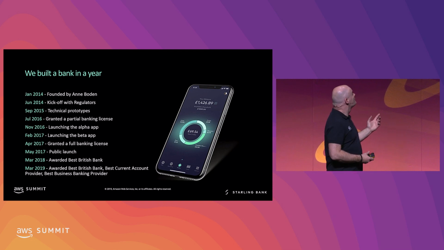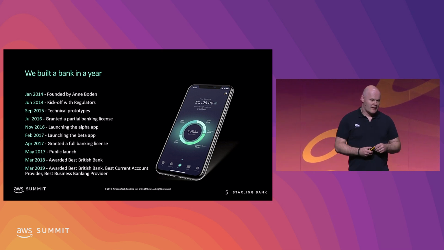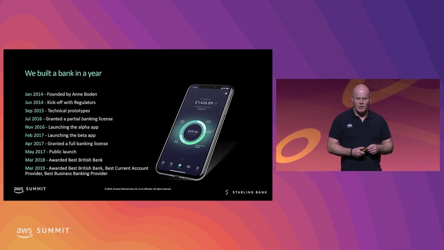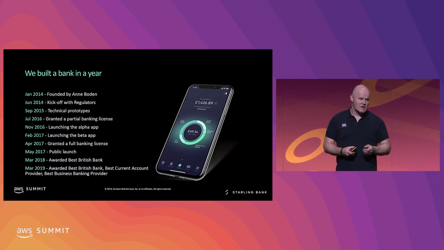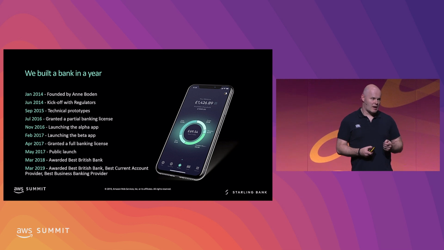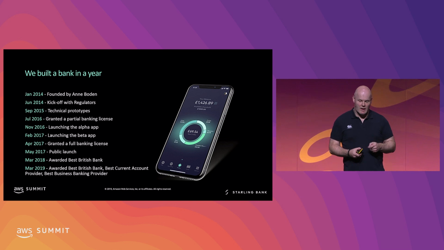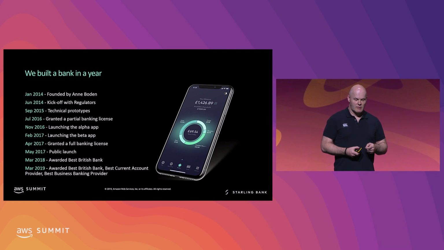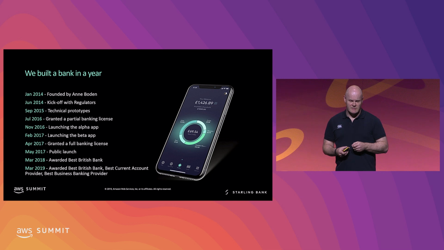This slide here gives you a brief history of Starling and how it started. In January 2014, our founder and CEO, Anne Bowden, decided she wanted to build a better bank. By the second half of 2015, we were testing and building technical prototypes of the mobile app and the banking platform. The banking mobile app went into alpha in 2016 and then moved into beta before our public launch after we were granted our banking license in April 2017.